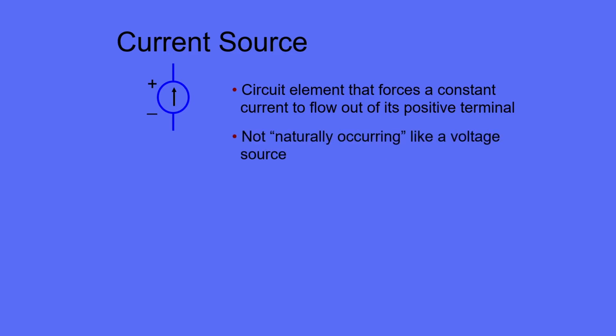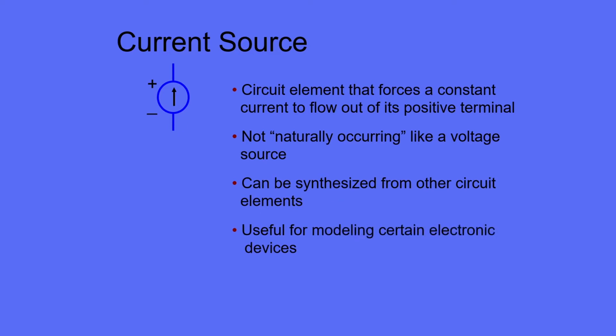A current source is not a naturally occurring element like a voltage source, in that it must be synthesized from other electronic components. It's also useful for modeling the behavior of certain electronic devices. We note that current is defined as positive when flowing out of the positive terminal of the source. Hence, the source is active and it provides power to the rest of the circuit.